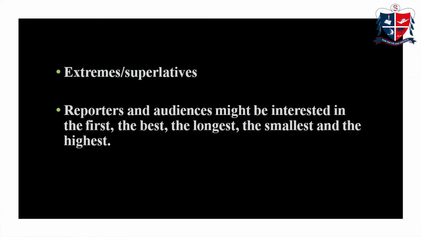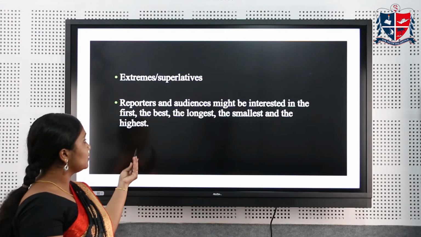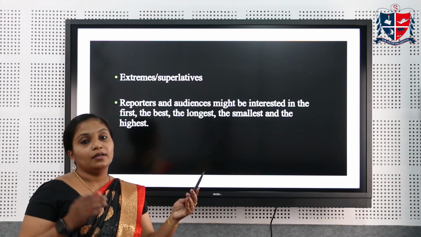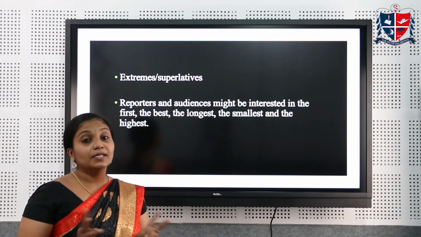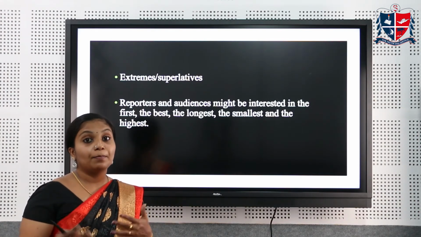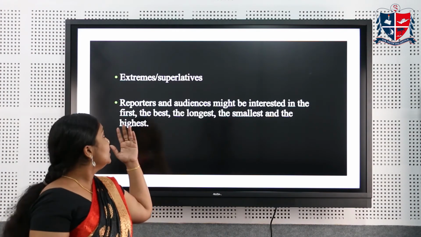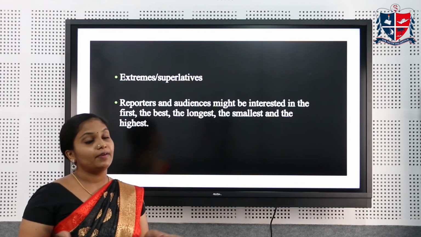The next element is called extremes or superlatives. Reporters and audiences might be interested in the first, the best, the longest, the smallest, and the highest. The university first rank holder, Miss India, Miss World, Miss Universe, these types of best things. These types of news are called extremes or superlatives.